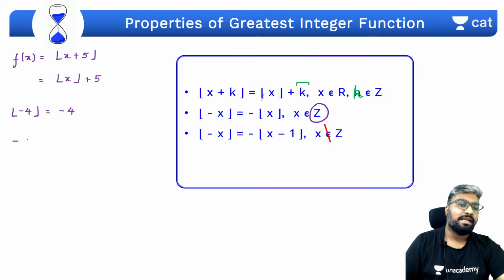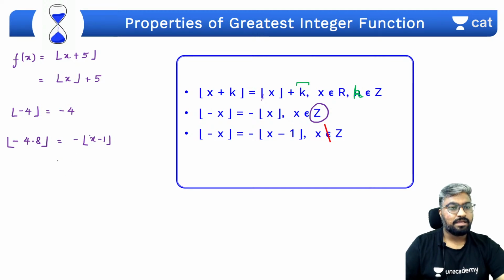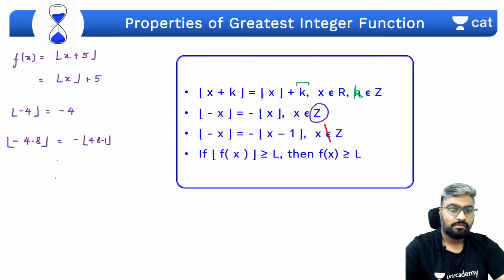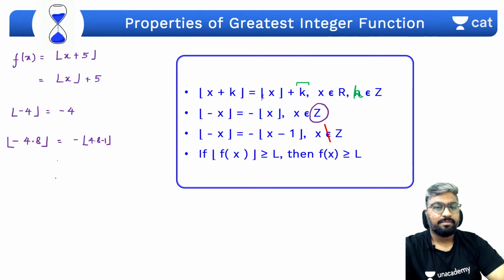Let's say if we have -4.8. Yes, -4.8 अगर है तो आप क्या करोगे? This will be equal to greatest integer possible of x minus 1, giving us what? -4.8 minus 1. Clear? Yes. Same way f of x का भी सेम सीन है.